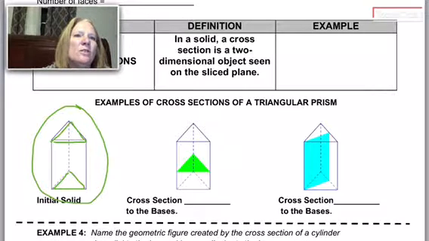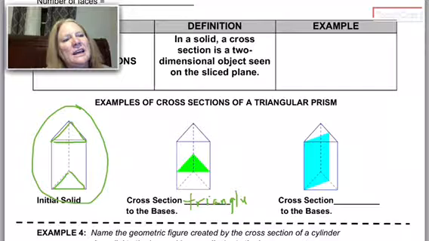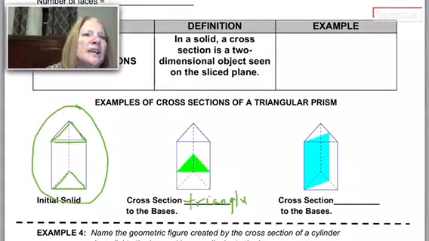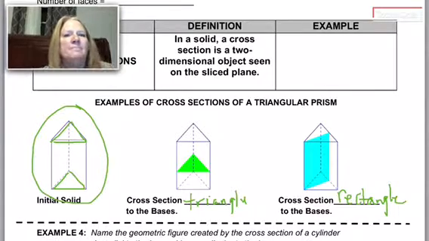So if you take a cross section horizontally across the base, it's going to be in the shape of the base. That's why this cross section here is a triangle, because it is taken horizontally from the base. Now if you take a vertical cross section, it's going to be the shape of the side, which in this case is a rectangle.